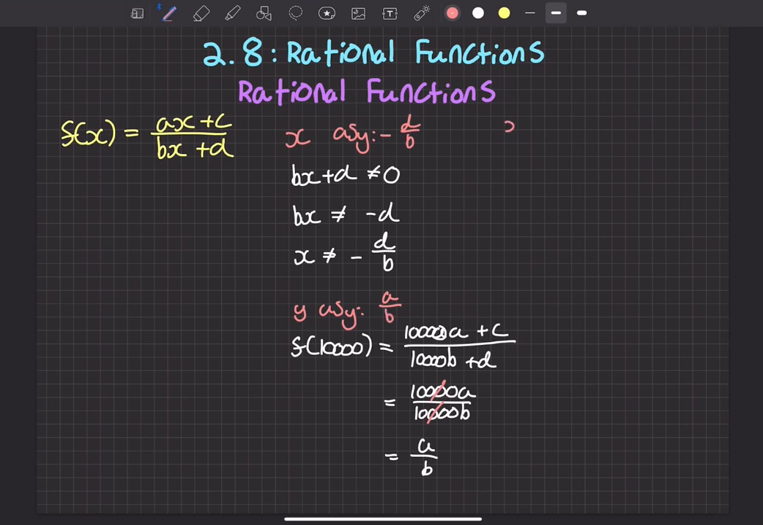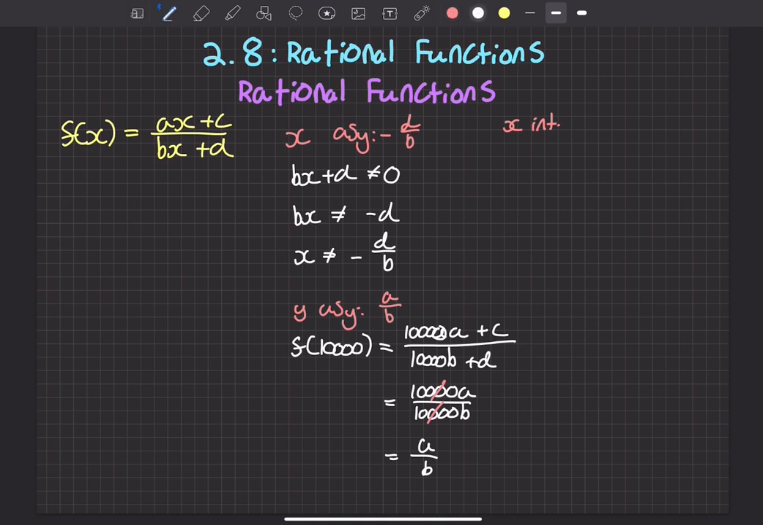And now you have your x-intercept. For reciprocal functions, we didn't have an x-intercept because the graph never touched y equals 0. It never touched the x-axis. But now the asymptote is not at y equals 0. It's going to be somewhere else. So we will have an x-intercept.